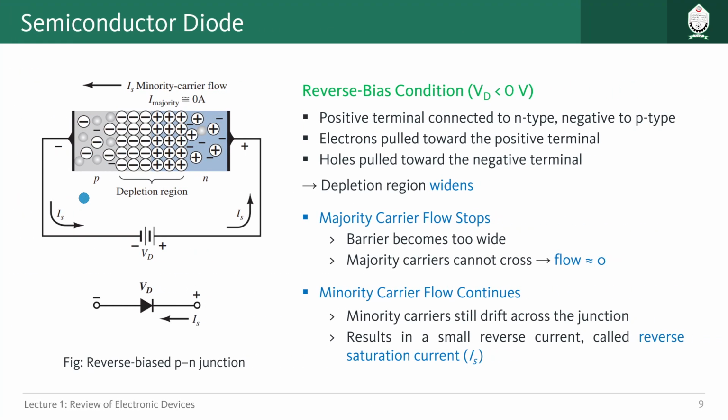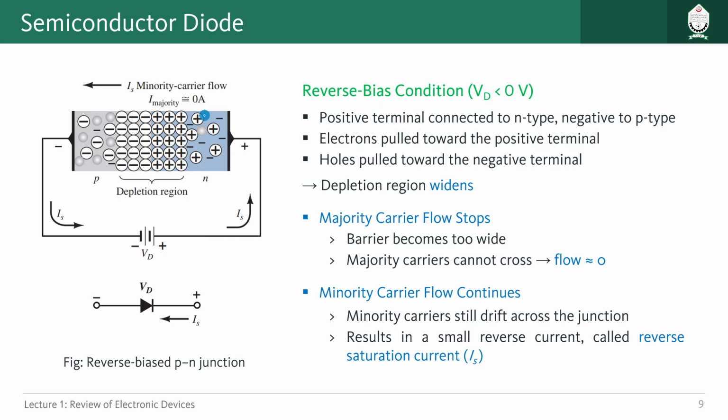Now what will happen if we connect it in reverse bias condition? That means VD should be less than 0 volts. So the p-type material will be connected to the negative terminal of our voltage source, and the n-type material will be connected to the positive side of our voltage source. What happens then? If you do that, electrons will be pulled towards the positive terminal, obviously, right?